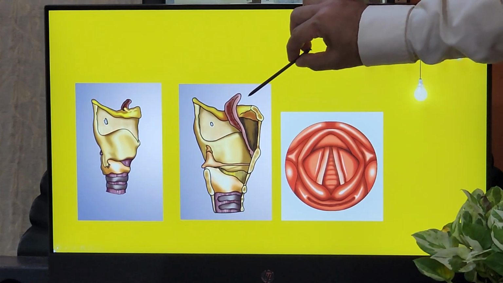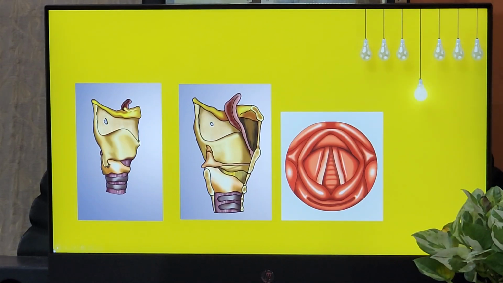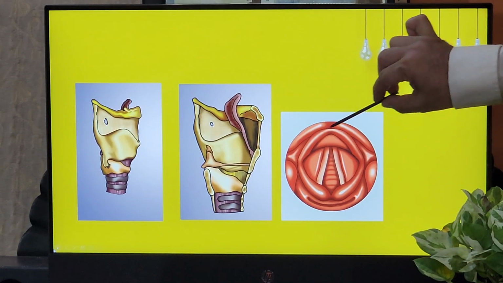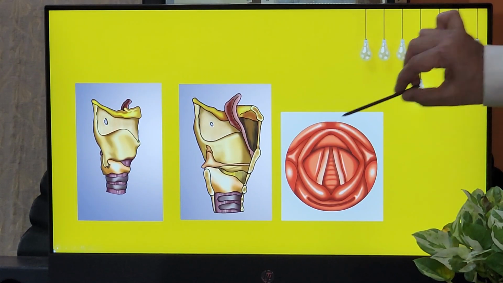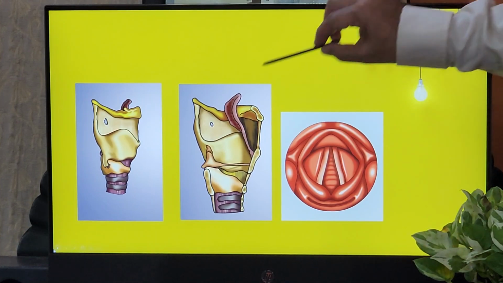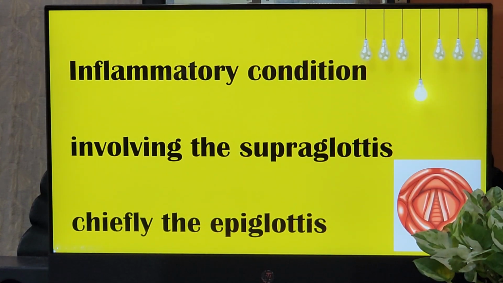Now, the infection of the epiglottis is called epiglottitis. That doesn't mean that only the epiglottis will be infected. Actually, the epiglottis, aryepiglottic fold, valleculae, all the structures are nearby and the mucosa is in continuity. So, when you have epiglottitis, you have involvement of the surrounding structures also.